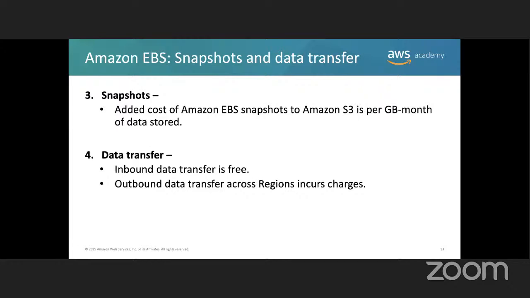Snapshots and data transfer. Well, there's some added cost of Amazon EBS snapshots to Amazon S3, per gigabyte-month of data stored. So remember that right now you have 5 gigabytes of storage for free for 12 months, right? When your free trial is over, then whatever you store in Amazon S3, you're going to be charged per gigabyte per month. So when you take a snapshot of the EBS volume, you will want to store it in an S3 bucket because it's very durable. And we're going to see that later. So you're going to be charged for that, for snapshots, and you want to save your snapshots, right?